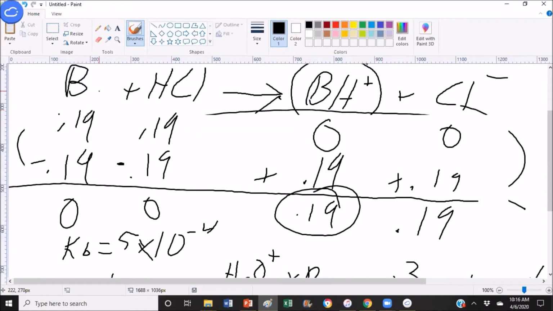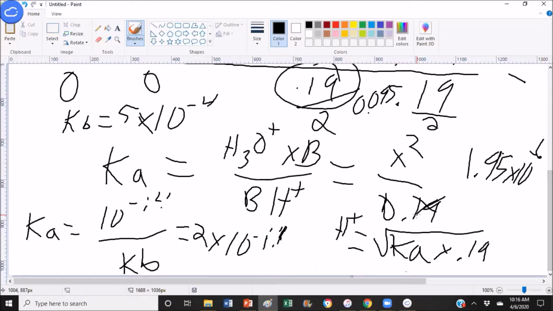So it doesn't matter if this is 10 mils of acid and 10 mils of base going to 20, or 5 mils of acid and 5 mils of base that go to 10. What's going to happen is the concentration of the acid and the base will be diluted by a factor of 2. So what does that mean? This number is actually going to be divided by 2. So that 0.19 is going to be actually 0.095.